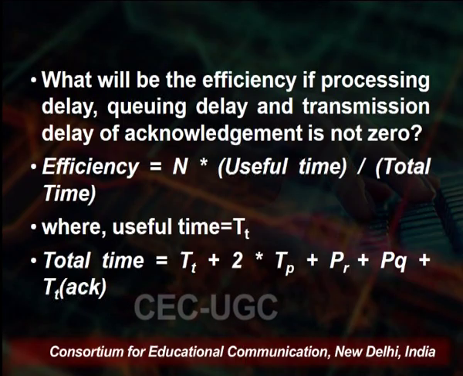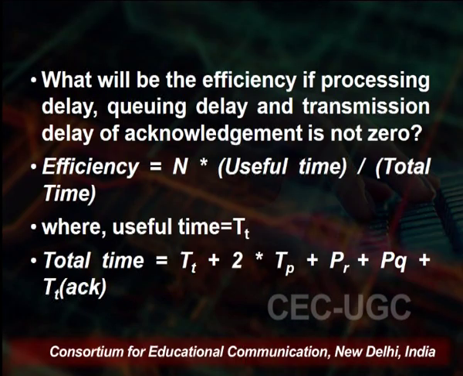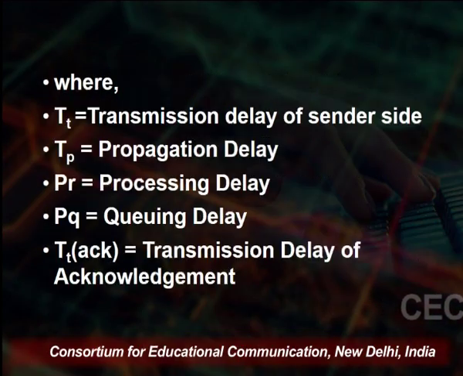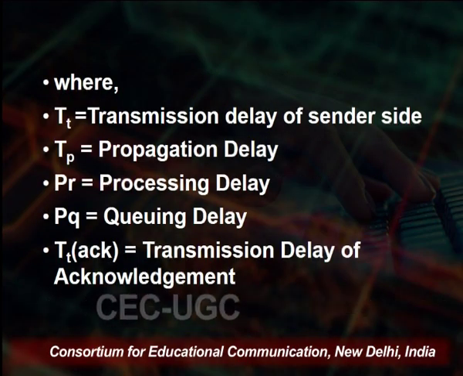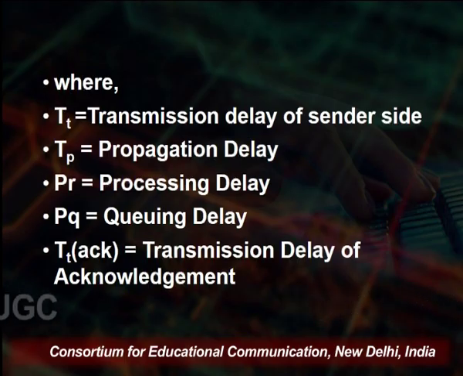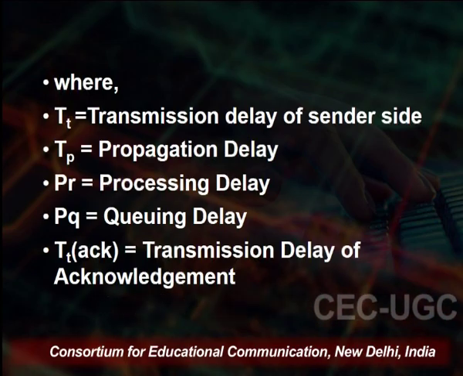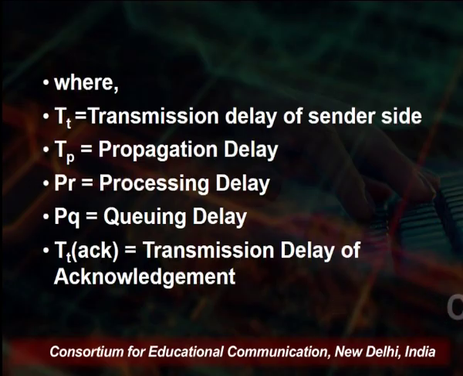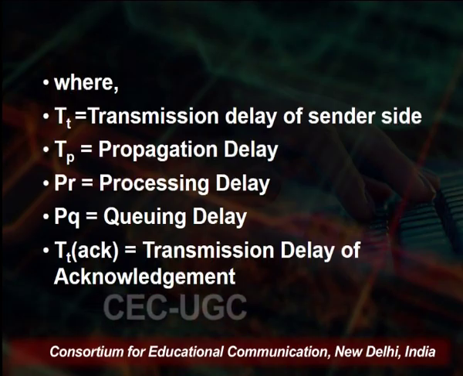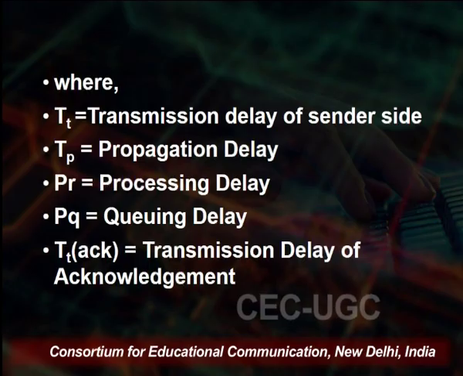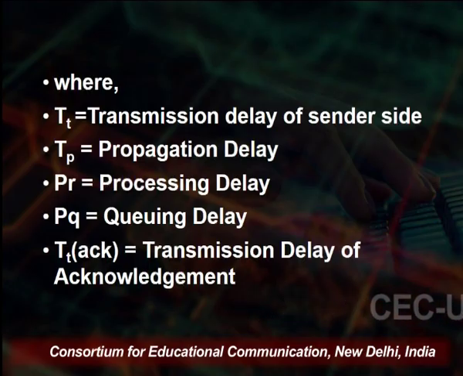Propagation of acknowledgement is also there, so T_T ACK is also there. T_T is the transmission delay on the sender side, T_P is the propagation delay, P_R is the processing delay, P_Q is the queuing delay, and T_T ACK is the transmission delay of the acknowledgement. When we sum up all these values, we are going to have the total time.